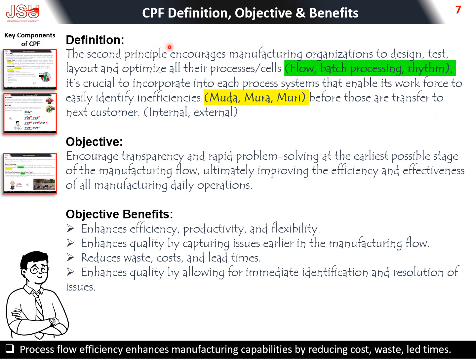Continuous process flow definition, objective, and benefits. Definition. The second principle encourages manufacturing organizations to design, test, layout, and optimize all the processes or cells. In this way, we can apply flow improvement, batch processing, and rhythm. It is crucial to incorporate into each process systems that enable its workforce to easily identify inefficiencies, MUDA, MURA, MURI, before those are transferred to the next customer, internal or external.